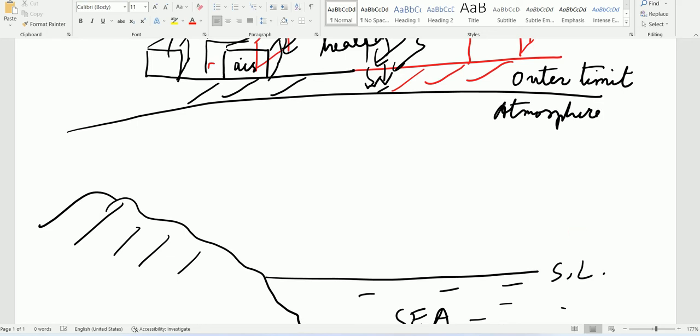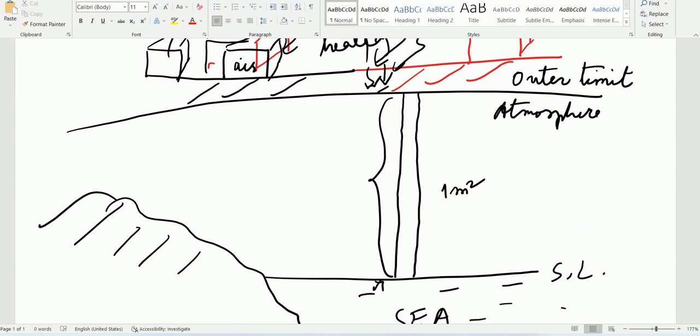Let us say this is a column of air, from the sea level up to the top of the atmosphere. Maybe it is 1 square meter, for example. The weight of the air from the sea level up to the top of the atmosphere is known as atmospheric pressure.